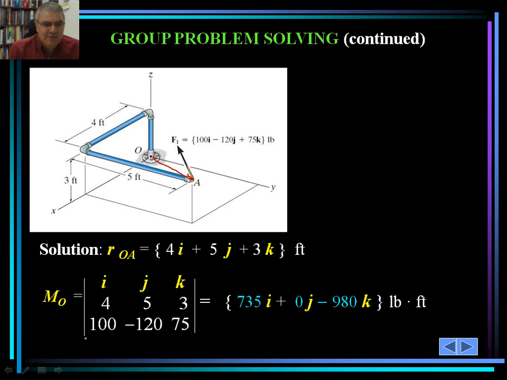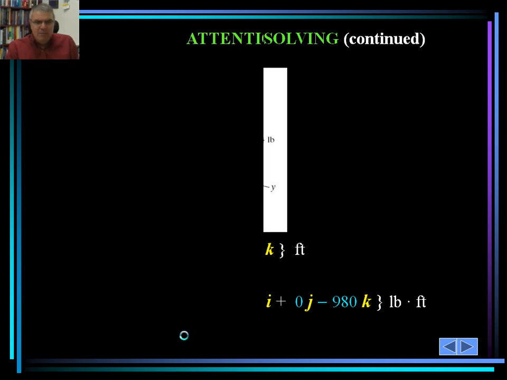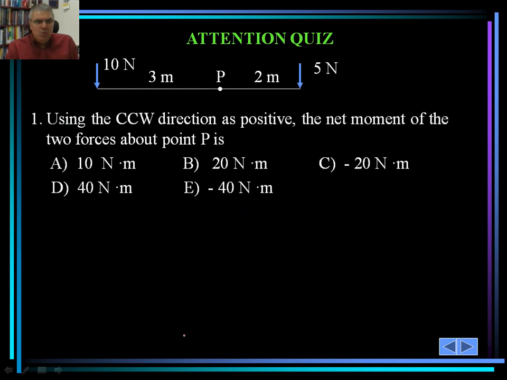And the last row of this matrix would be the ijk components of the vector itself. So it's going to be 100, minus 120, plus 75. We simply take the determinant of that to get the cross product. It's going to turn out to be 735i plus 0j minus 980k. That would be the moment about O.